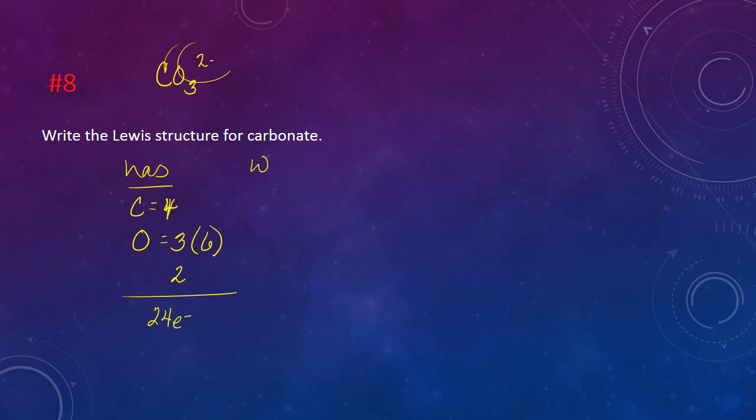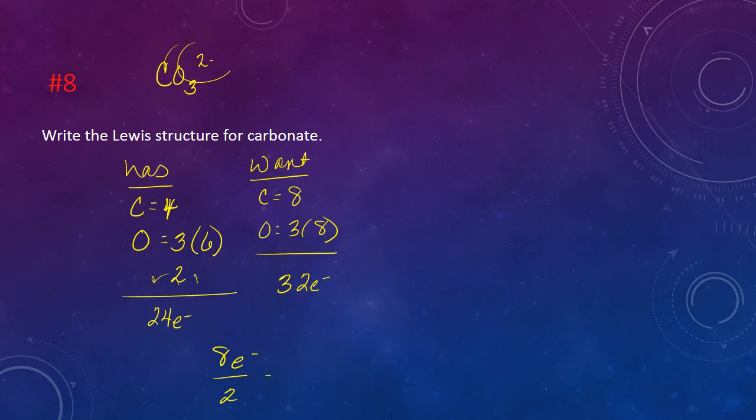How many does it want? Carbon wants 8. Oxygen, there's 3 of them, and they all want 8. And that's it. These extra electrons, they don't want anything. They're just there. That ends up with 32 electrons. 8 bonding electrons divided by 2 means we have 4 bonds.